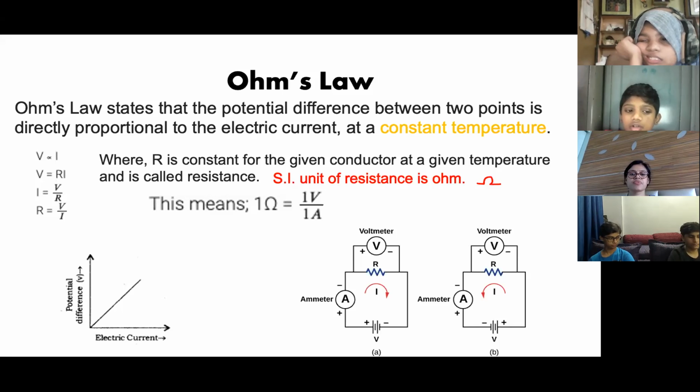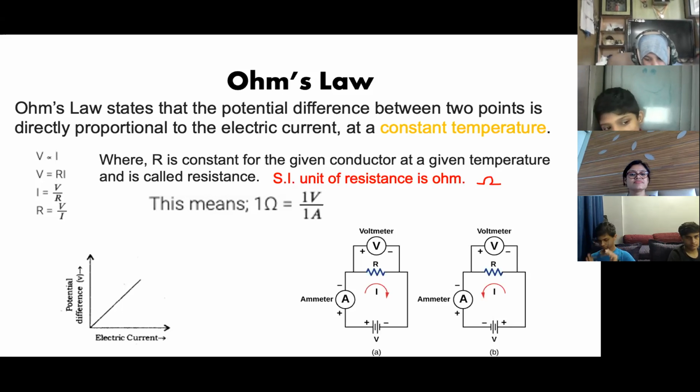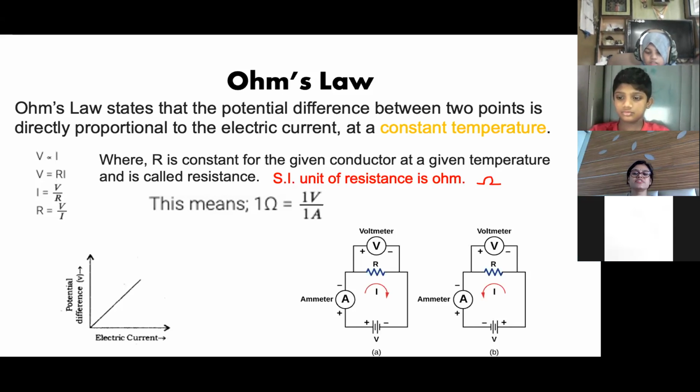Ma'am, V is equal to R, I know. IR and RI is the same, na? Ma'am, but I into R or R into I? Anything you can say, because we have done it as IR, so I have a habit of saying IR. V is equal to IR or RI, anything you can say. The thing is that you are multiplying current and resistance.